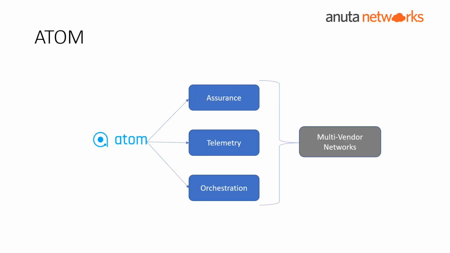We will now look at how Anuta Networks Atom helps service providers and enterprises around the world to handle their network infrastructure. Atom is deployed in many customer networks across the globe and helps by providing assurance, telemetry, and orchestration for multi-vendor networks. Atom also supports multiple domains like branch, campus, data center, and even cloud workloads.